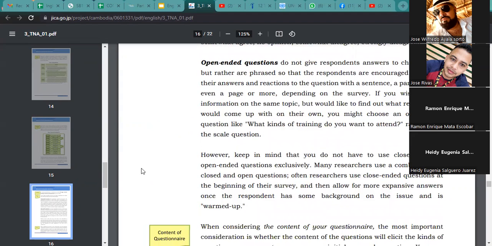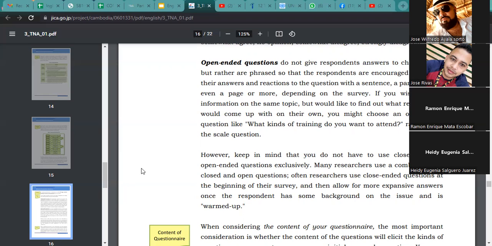Open-ended questions do not give respondents answers to choose from, but rather are phrased so that the respondents are encouraged to explain their answers and reactions to the questions with a sentence, a paragraph, or even a page or more, depending on the survey. If you wish to find information on the same topic, but would like to find out what respondents would come up with on their own, you might choose an open-ended question like, what kind of training do you want to attend, rather than the scale question.